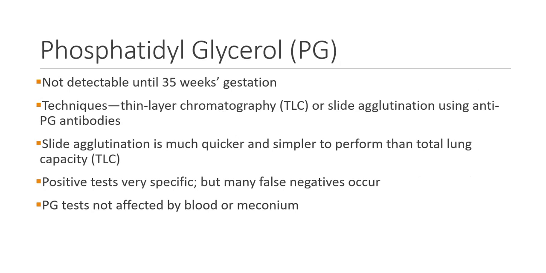Phosphatidylglycerol is another test that's used to determine fetal lung maturity. It's not detectable until 35 weeks gestation. The techniques include thin-layered chromatography or a slide agglutination using anti-PG antibodies. So in this case, the PG would be the antigen, and we have a reagent, anti-PG, that we add, agglutination positive. Positive tests are very specific, but many false negatives do occur. The PG test is not affected by blood or meconium.